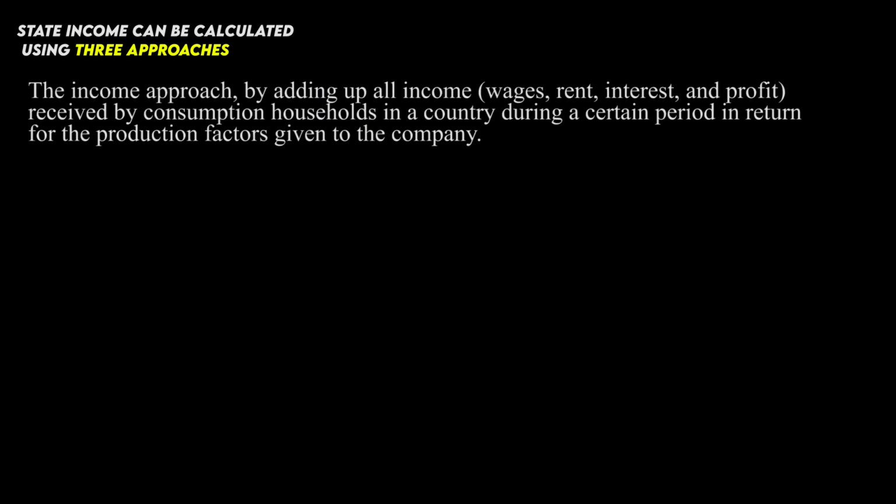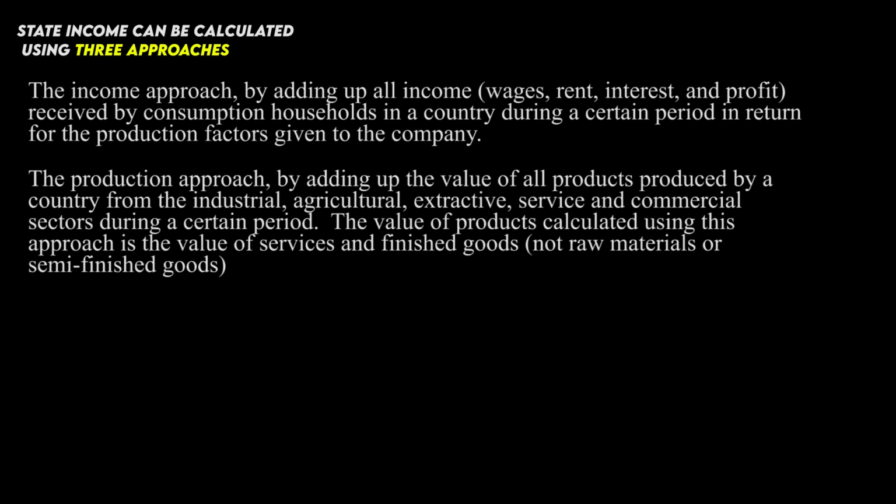The income approach, by adding up all income, wages, rent, interest, and profit received by consumption households in a country during a certain period in return for the production factors given to the company. The production approach, by adding up the value of all products produced by a country from the industrial, agricultural, extractive, service, and commercial sectors during a certain period. The value of product calculated using this approach is the value of services and finished goods, except raw material or semi-finished goods.